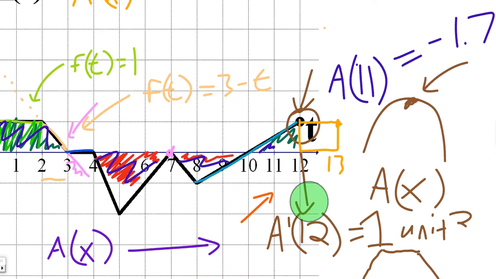Now we're talking about a particular t value right at t equals 12. So it's kind of like the speed of a car. You know, how fast is the car going at time t equals 12? It's going 1 mile per hour or 1 meter per second, whatever.